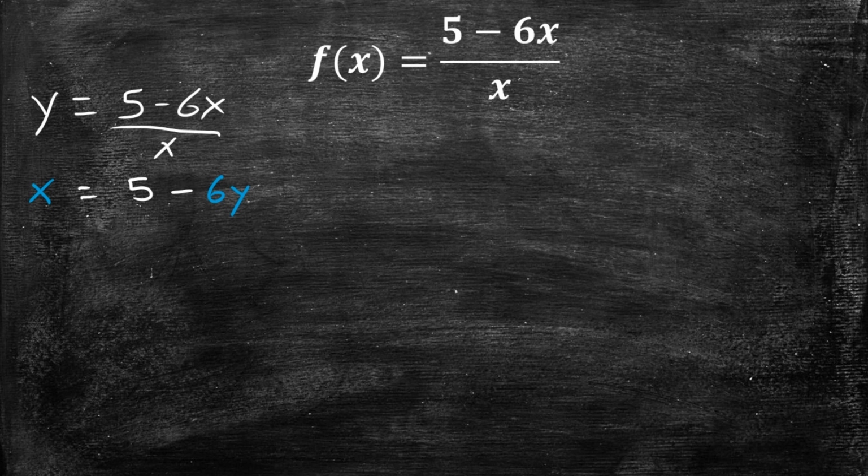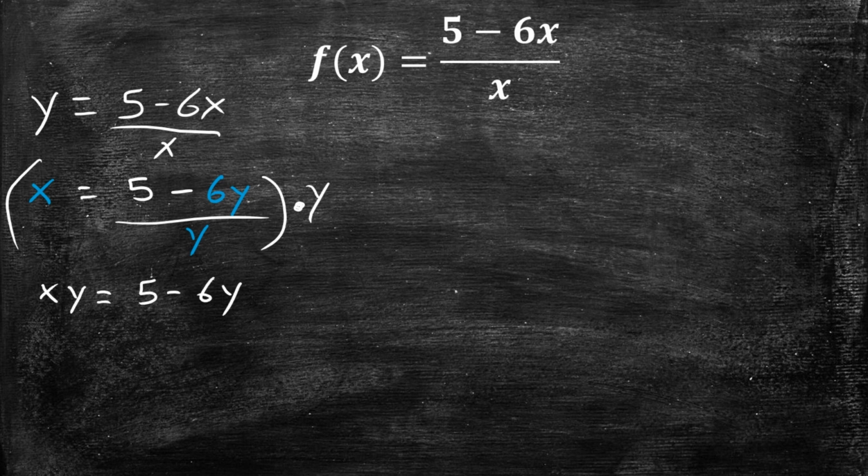6y divided by y. Like that. So all the y's have been swapped with the x's. And now we solve for y. So what I want to do first is eliminate this fraction. So I'm going to go ahead and multiply the entire equation by y. And when we do that, we get xy is equal to 5 minus 6y.